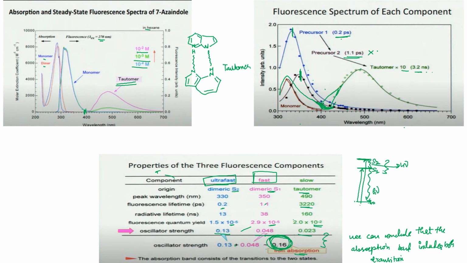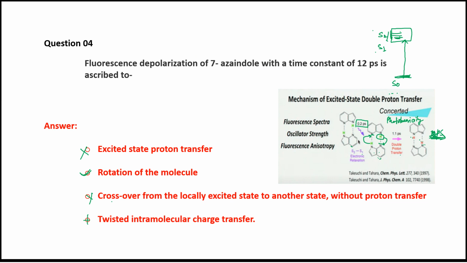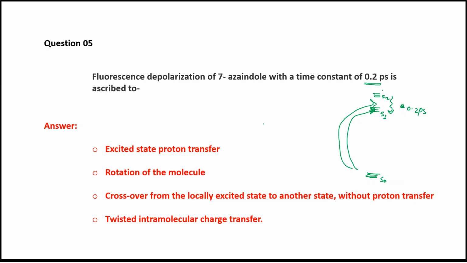And from this diagram, see here, this precursor happens from the ground state, it reaches this precursor 1 stage, from where S2 to S1 relaxation forms a precursor 2. Till now, from precursor 1 to 2, there is no proton transfer happening. As soon as the proton transfer happens, there is a shift in the emission. Okay. And thus, the answer to this question was crossover from the locally excited state to another state without proton transfer. So, this 0.2 picoseconds corresponds to the thermal relaxation from S2 to S1, which is a non-radiative step.